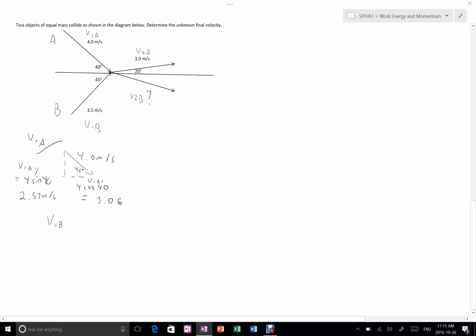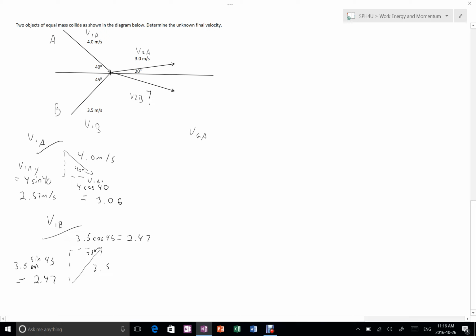V1B. I got 3.5 kind of going up like this. This is 45 degrees. So this one is 3.5 sine 45, which works out to be 2.47. And this one is 3.5 cos 45, which is of course the same because it's 45 degrees.